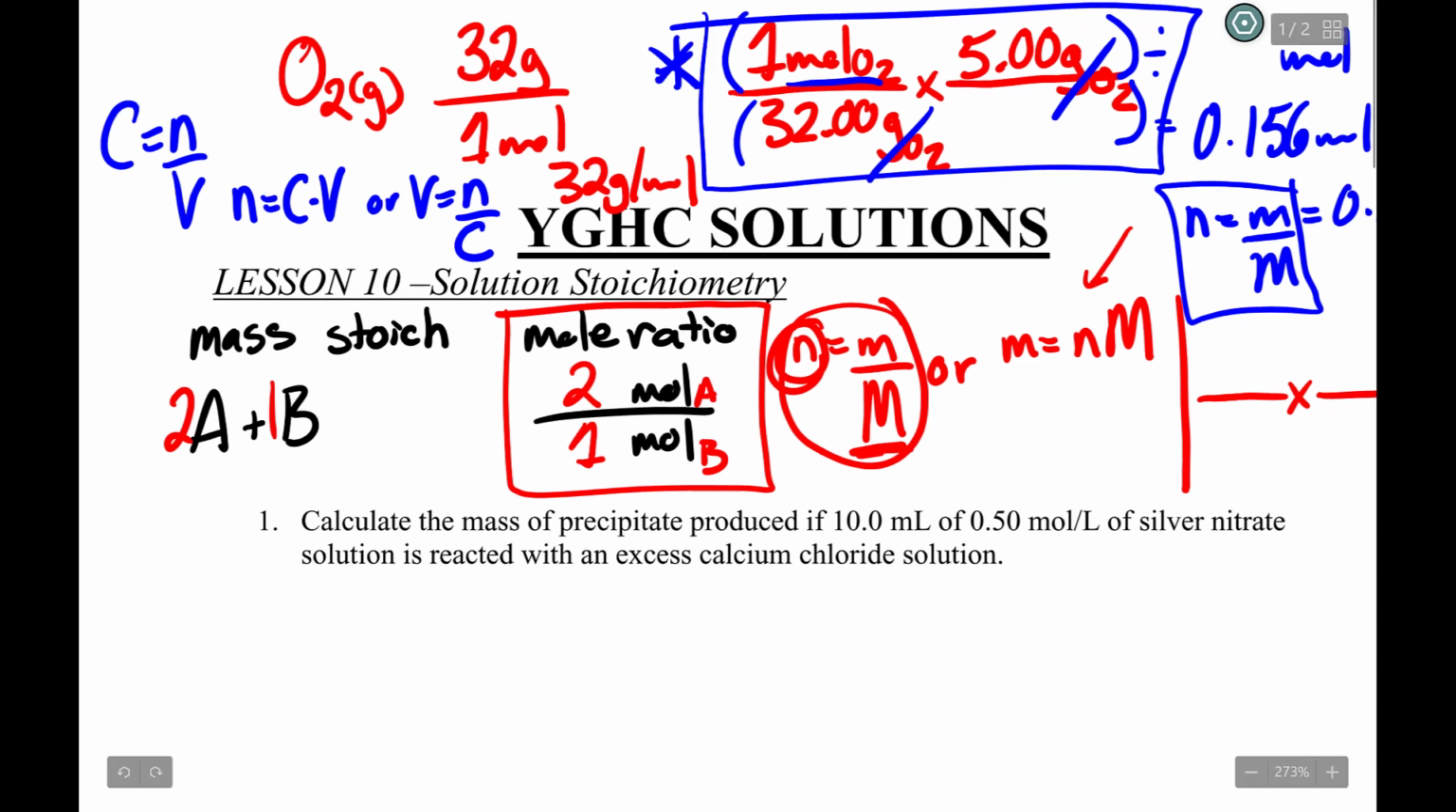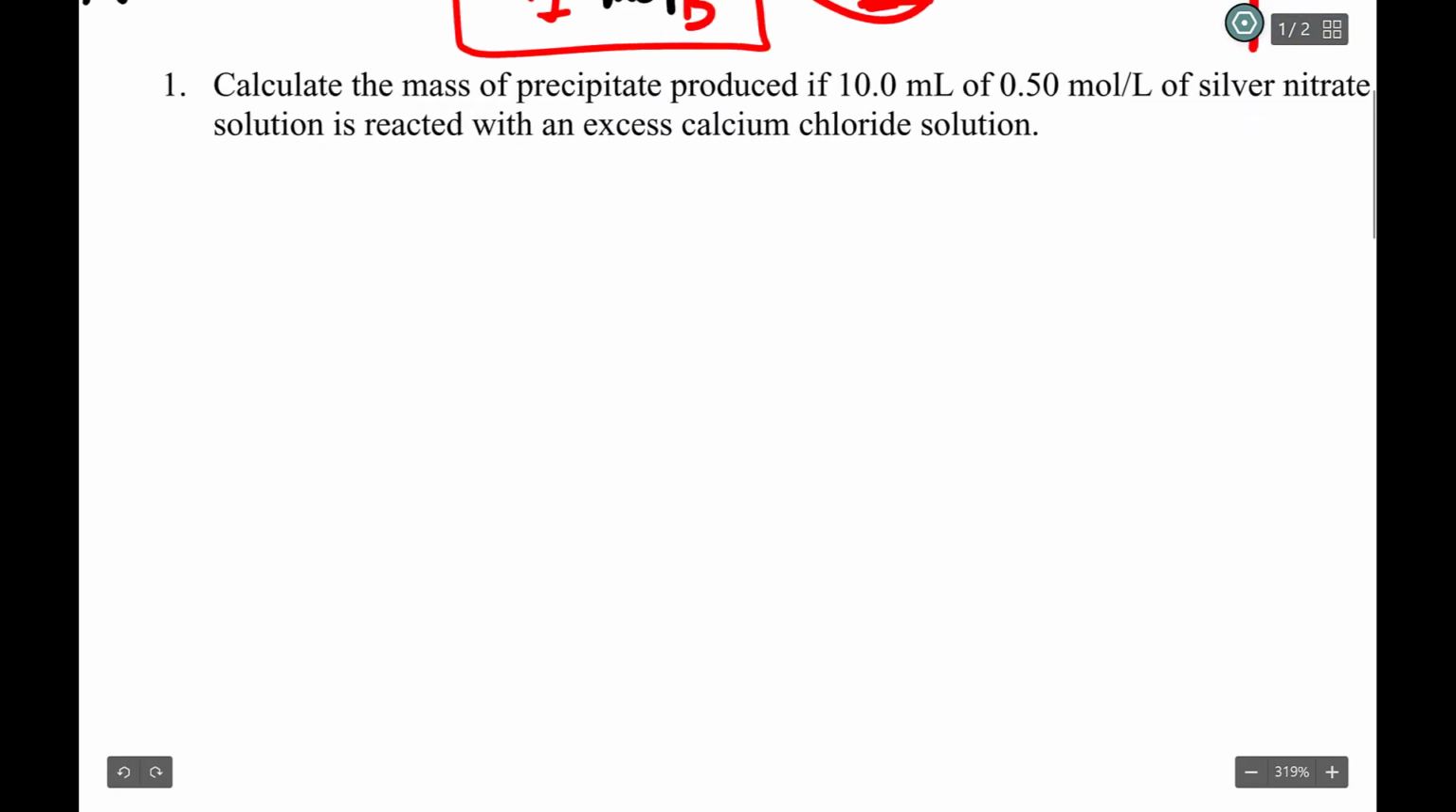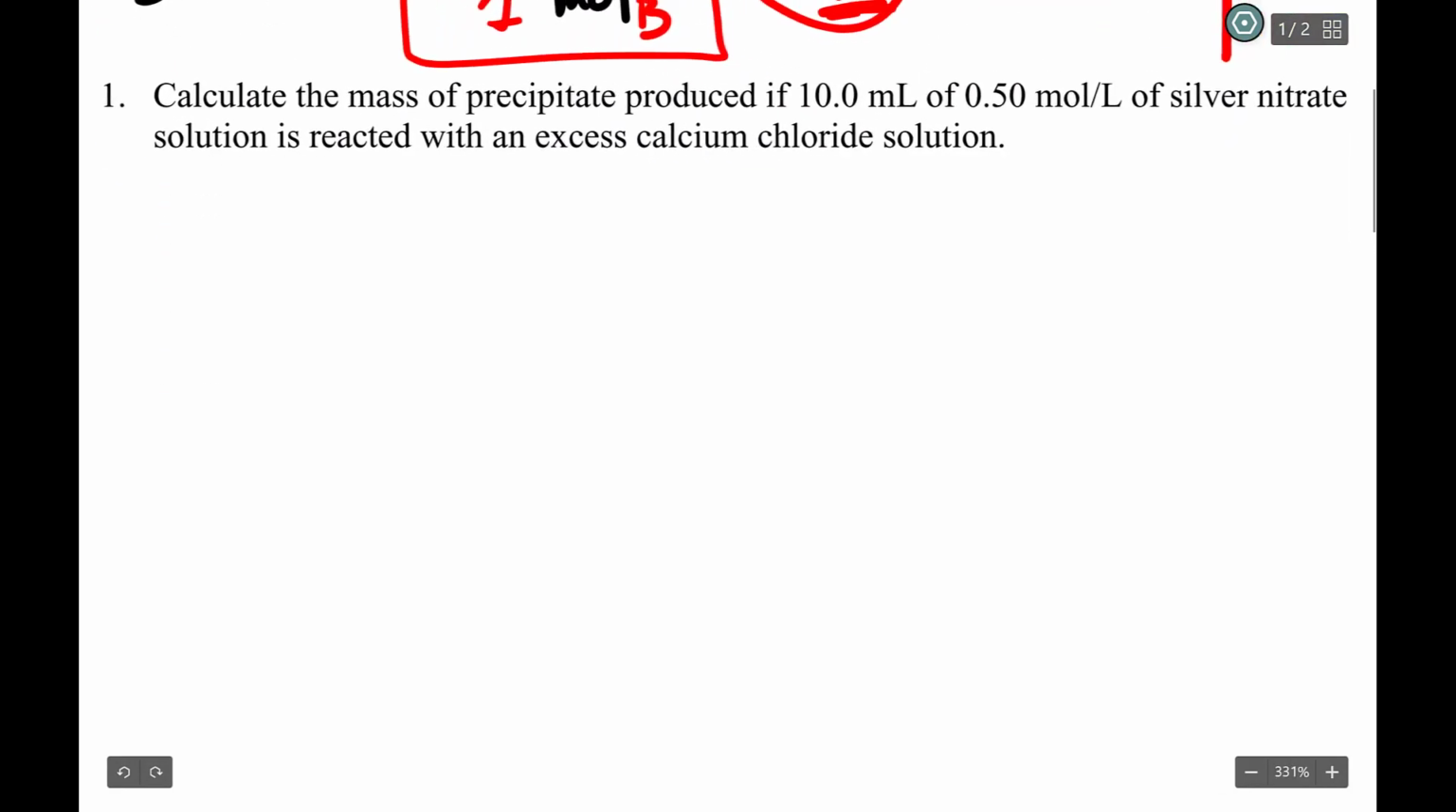Okay, so the first thing we're going to do is read the question, then I'm going to get you to pause the video, and I want you to write out the balanced reaction for this reaction. We are going to keep it as a double replacement for stoichiometry. We could always convert it to a net ionic, but I want us to keep this as simplified as possible at this point.